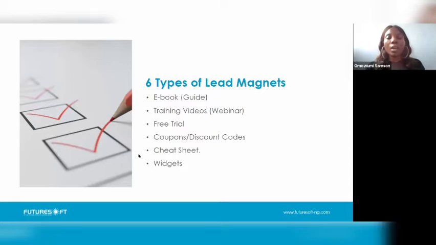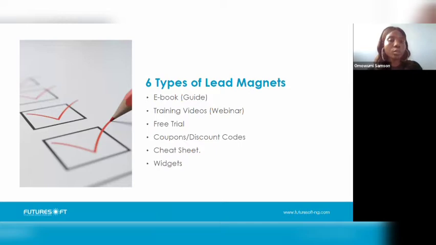So now let's talk about the 6 types of lead magnets. Of course, the previous slide already shows you that it is very advisable to use lead magnets as against using just a "join my newsletter" word on your website.